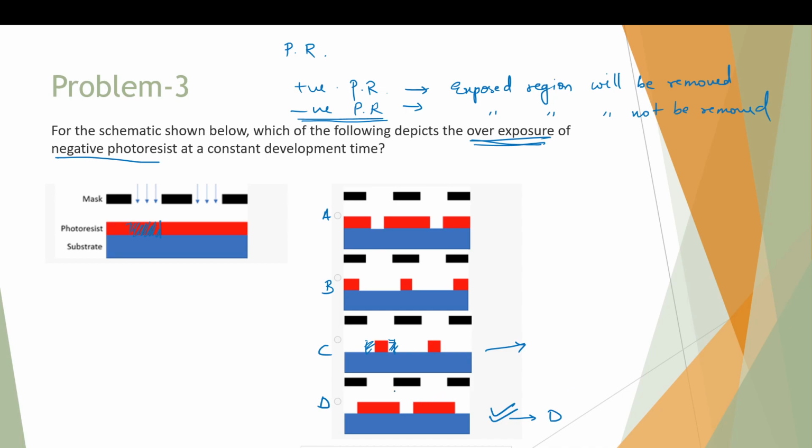So, do you understand my reasoning? After overexposure, what will happen? The chain reaction will be such that it will even expose, or rather harden, the adjacent regions. So the material that gets hardened will be more than what is required.